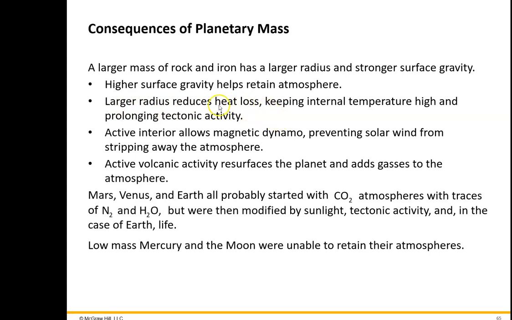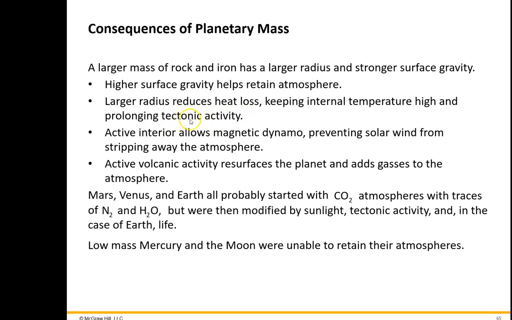All right, so large radius reduces the heat loss. Remember, we learned that the heat loss was basically 3 over the radius of a planet. And so the bigger the planet, the more it was able to retain the heat. It keeps the internal temperature high, and it keeps tectonic activity going on. So remember, we think that Mars once had a lot of tectonic activity. It might still have some, but it's certainly not as strong as the tectonic activity on the Earth and presumably on Venus, although it's hard to tell.